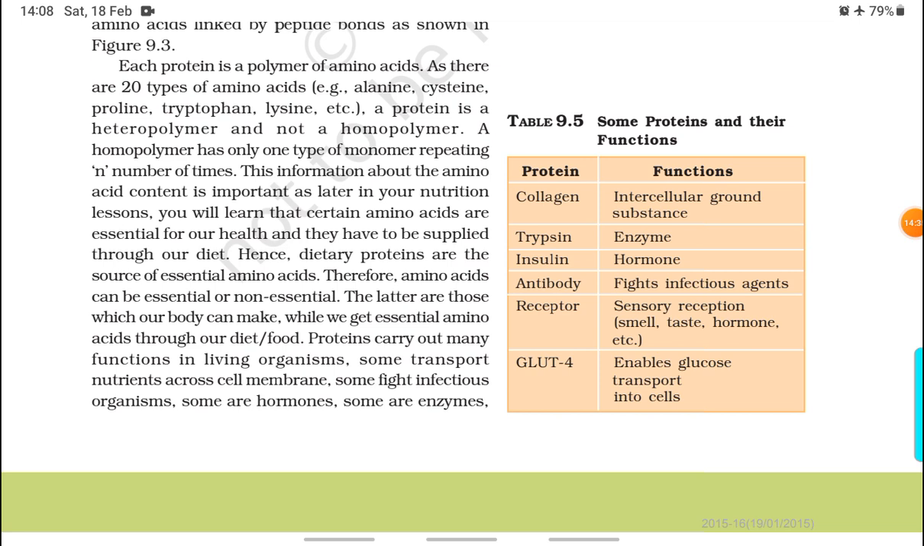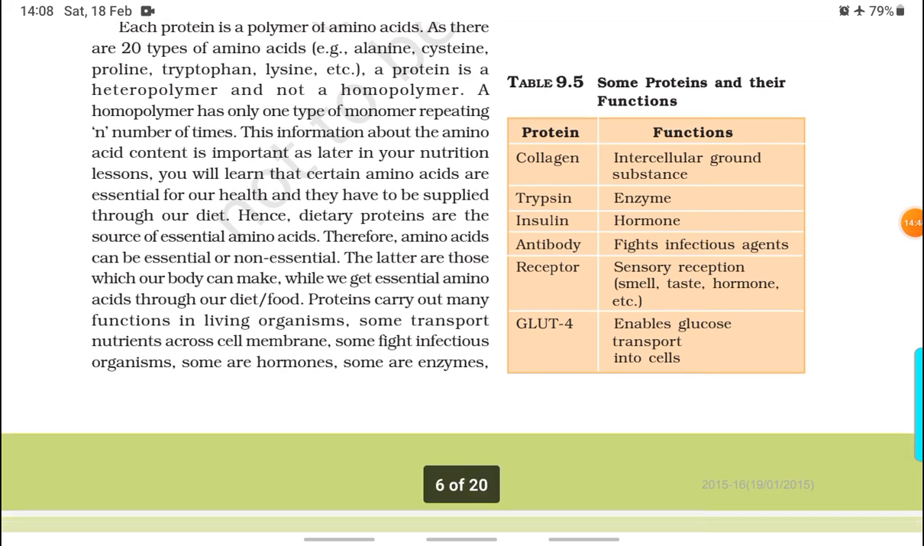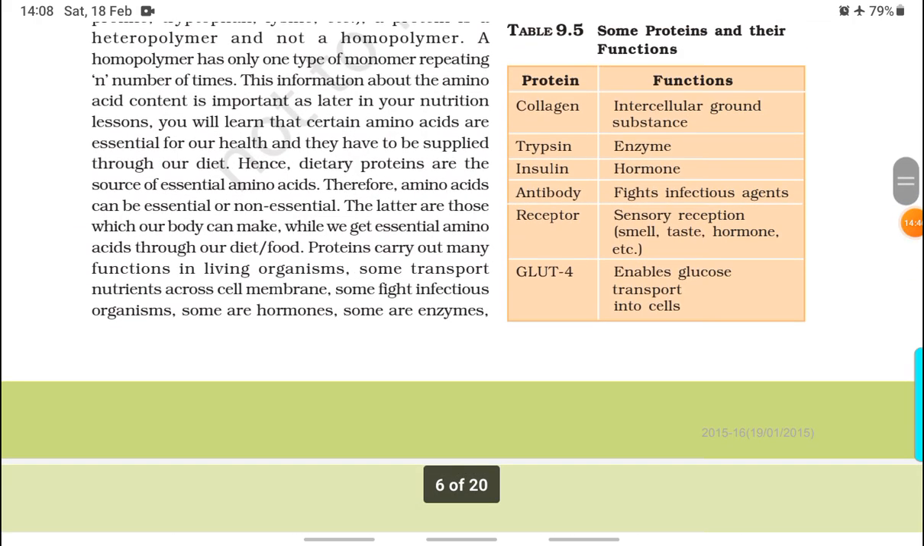Proteins carry out most functions in living organisms. Some transport nutrients across the cell membrane, some fight infectious organisms, some are hormones, some are enzymes, etc.